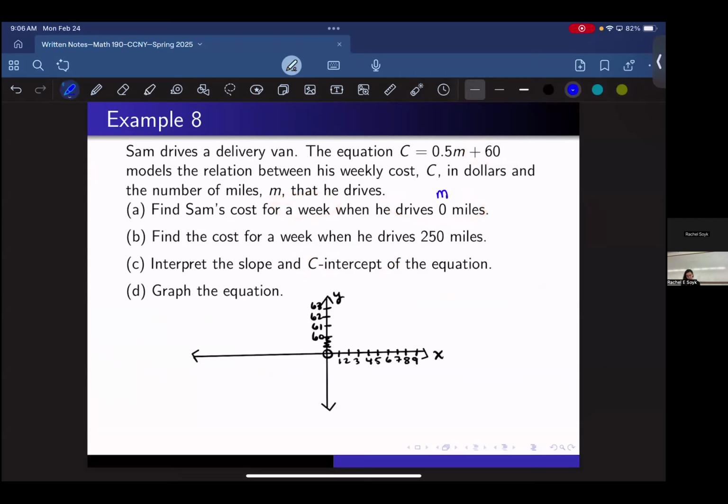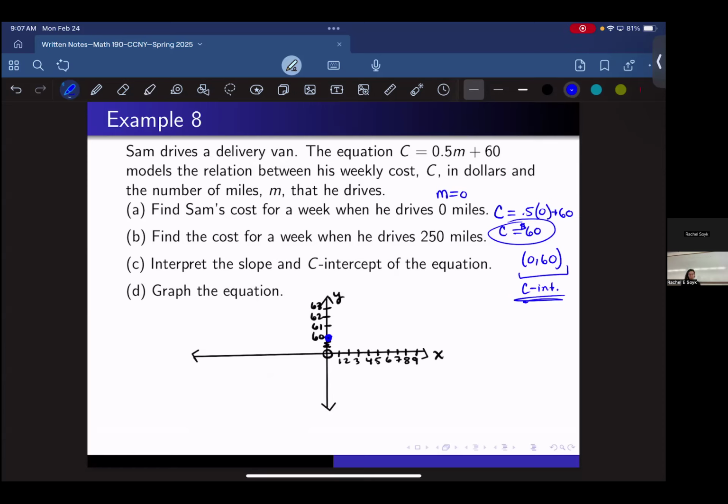So our M is equal to 0. We plug it in. 0.5 times 0 plus 60. Anything times 0 is 0. So we just get our cost is $60. It's our initial cost. Our C intercept, 0, 60. Once you start getting the hang of this, you can sort of combine steps, right? We're gonna plot 0, 60 on our graph, sort of get ahead.